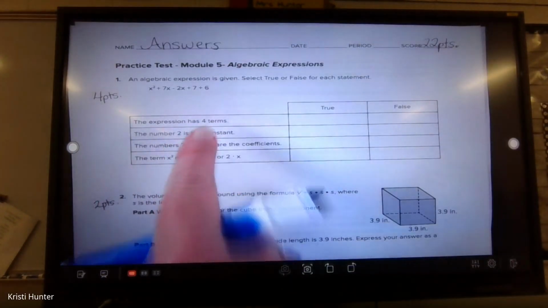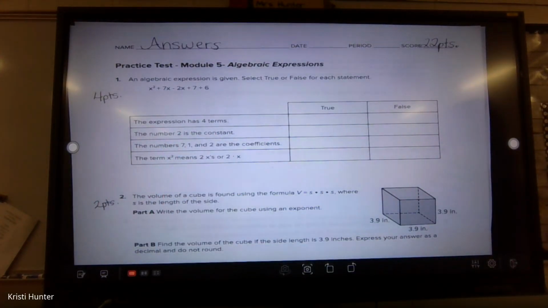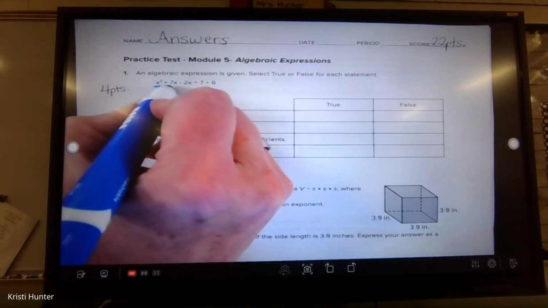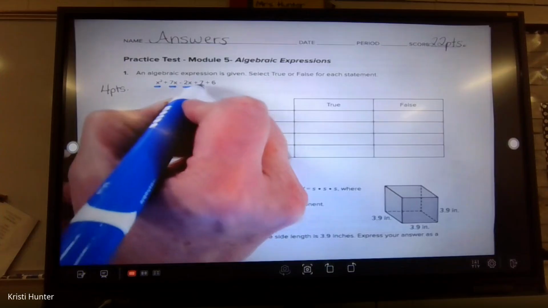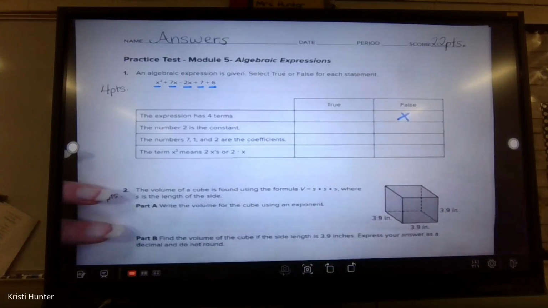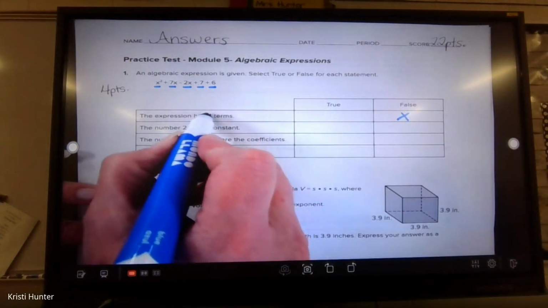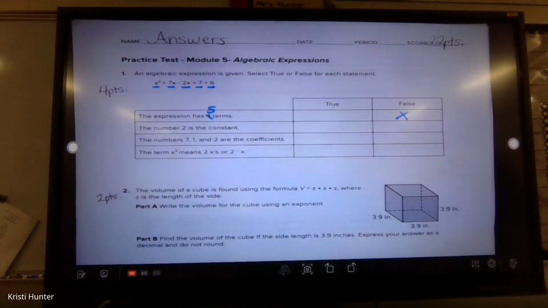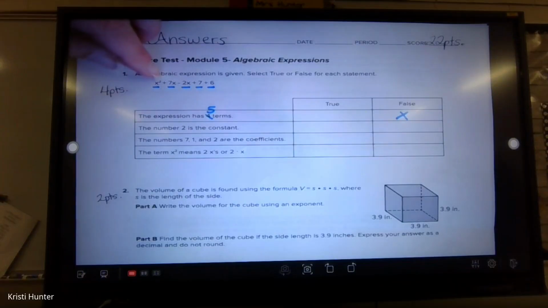The expression has 4 terms. Remember, a term is the piece. So 1 piece, 2 pieces, 3 pieces, 4 pieces, 5 pieces. So this is a false statement. There aren't 4 terms, there are 5. Terms again are the pieces that are separated by these symbols.